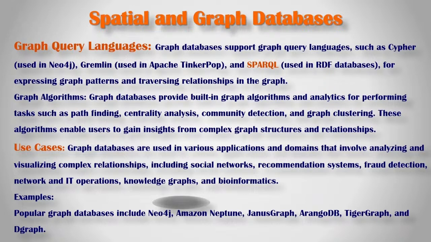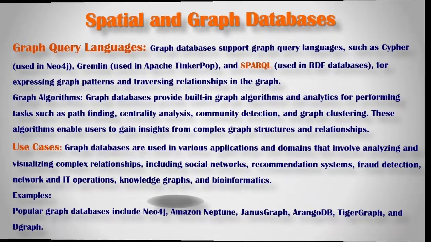Examples. Popular graph databases include Neo4j, Amazon Neptune, JanusGraph, ArangoDB, TigerGraph, and Dgraph.